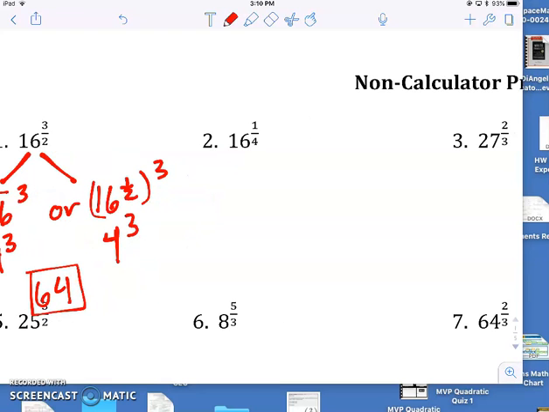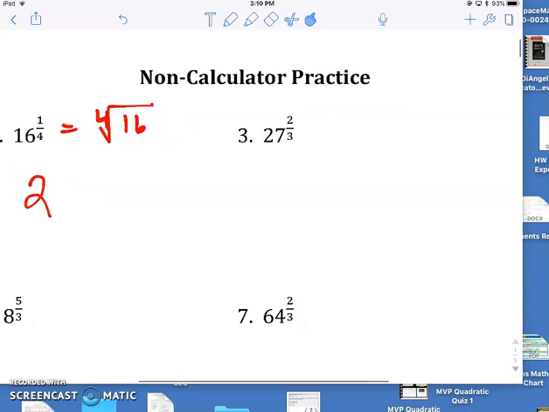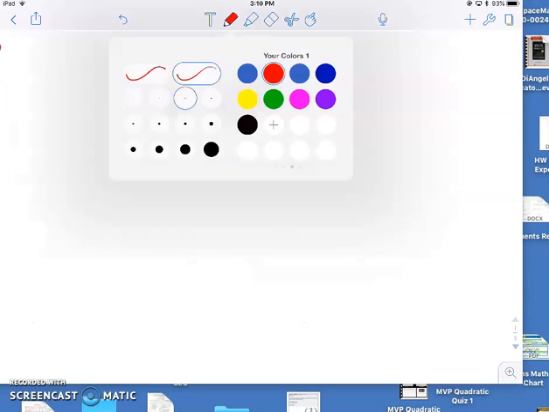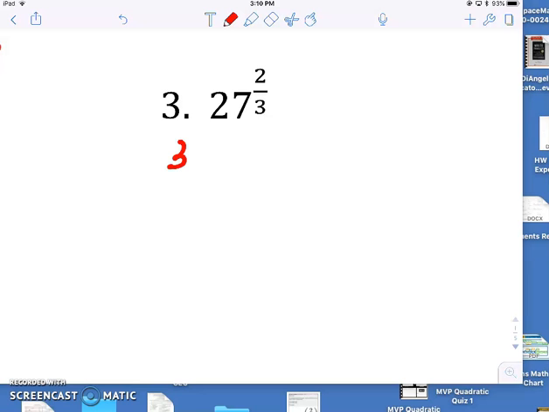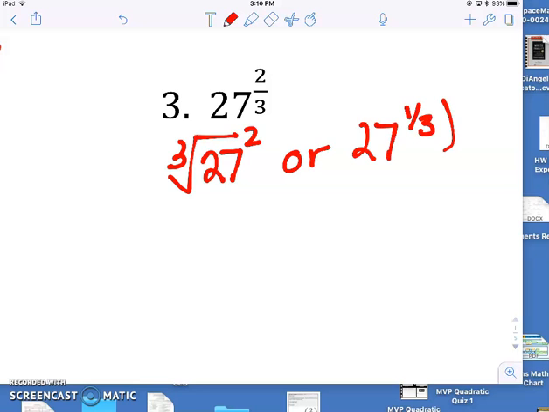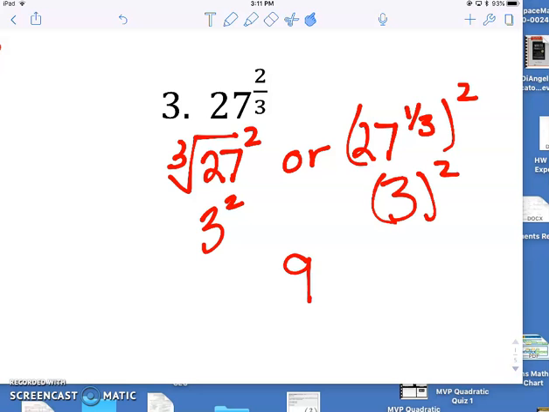So 16 to the 1/4, that's equivalent to the 4th root of 16. So what number to the 4th power gives you 16 is 2. 27 to the 2/3. Again, we can think of this in a variety of ways. We could think of it as the cube root of 27 squared, or we could separate it out, 27 to the 1/3 squared. And either way, we're thinking what cubed gives you 27. So both of these are 3 squared, and 3 squared is 9.